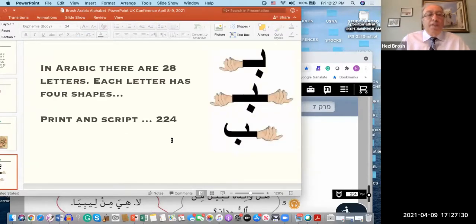So as you all know, in Arabic, there are 28 letters. Each letter has 4 shapes. If a student does the math, he has to learn 224 shapes in both print and script. Too many shapes to learn.